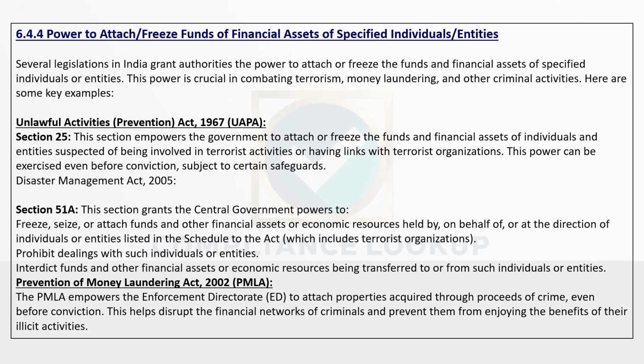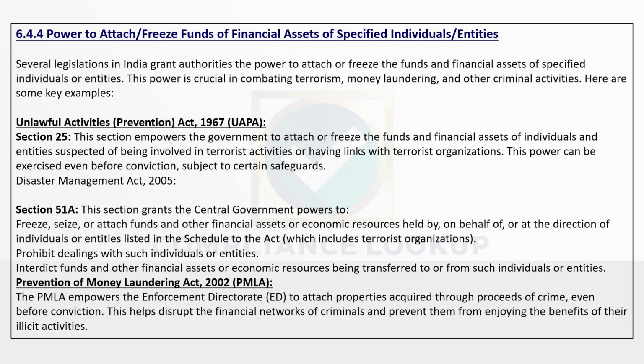What it does: this section empowers the government to freeze or attach the financial assets of individuals or entities suspected of engaging in terrorism or having links with terrorist organizations. Example: let's say authorities suspect an individual is funneling money to a group like Lashkar-e-Taiba. Under Section 25, the government can immediately freeze the person's bank accounts or seize any property tied to them. This action is taken even before the person is convicted in court to prevent the terrorist organization from benefiting from these funds.